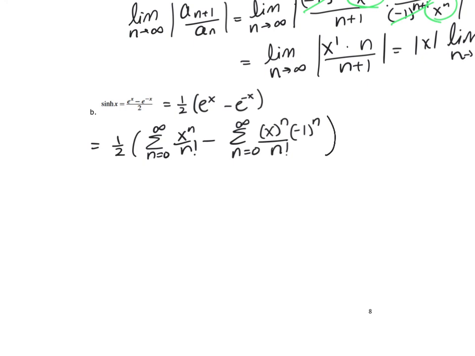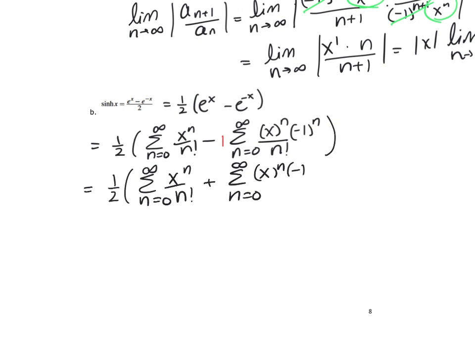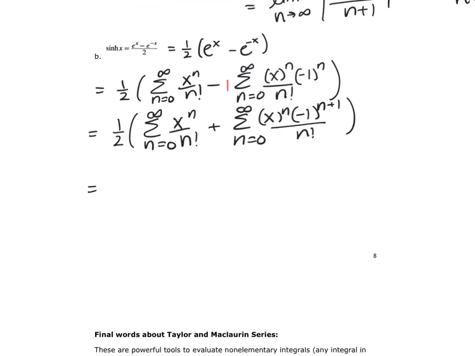I know that I can bring this negative 1 in by writing this as 1/2 the summation of n equals 0 to infinity, x raised to the n over n factorial. And then it's going to be plus the summation of n equals 0 to infinity, x raised to the n, negative 1 raised to the n plus 1 over n factorial. Which means now I can write this as 1/2 the summation of n equals 0 to infinity.